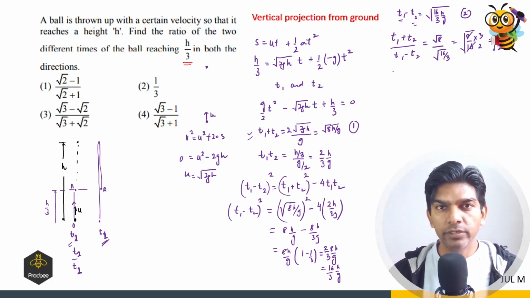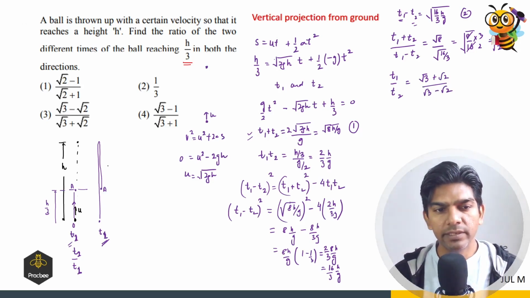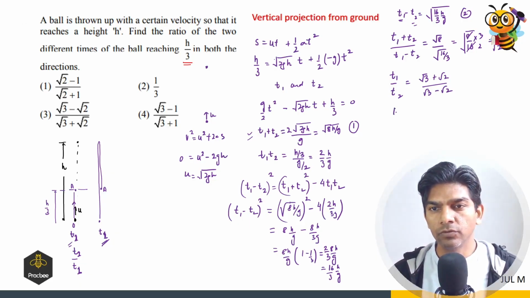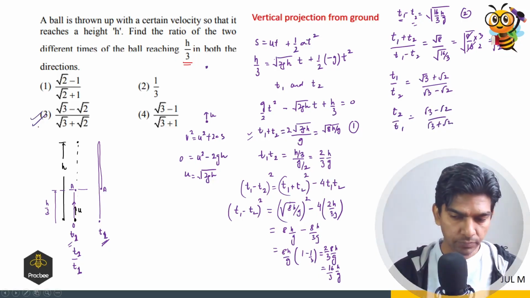And if we use componendo dividendo, we will get T1 by T2 as root 3 plus root 2 divided by root 3 minus root 2. If you look at the options, all the options are less than 1. Basically, they have found the ratio of T2 with T1, right? So T2 by T1 is root 3 minus root 2 upon root 3 plus root 2. So option 3 is the right answer.